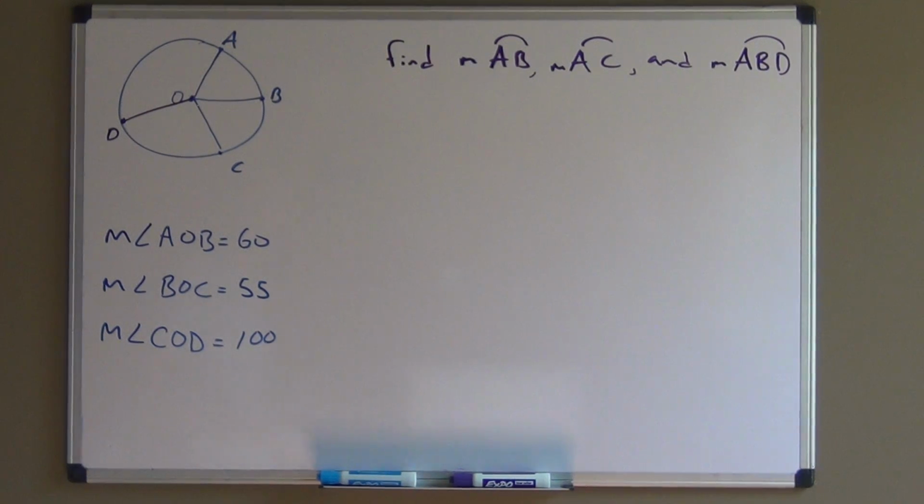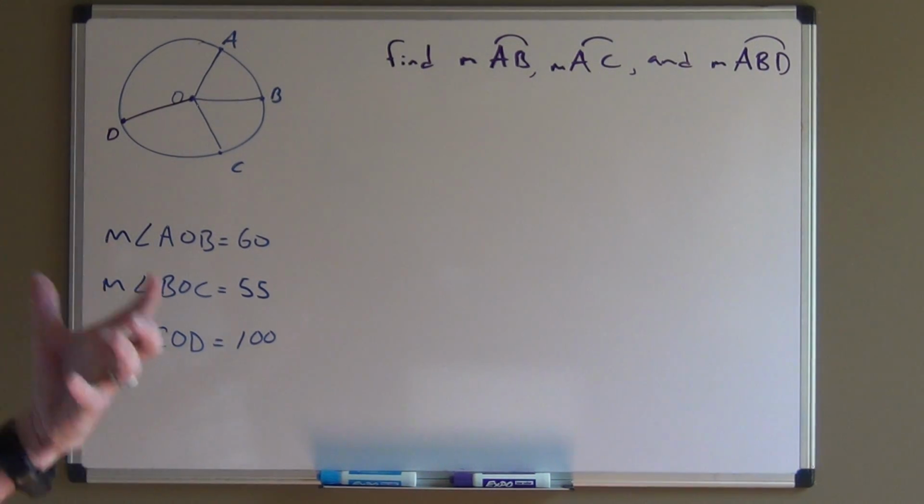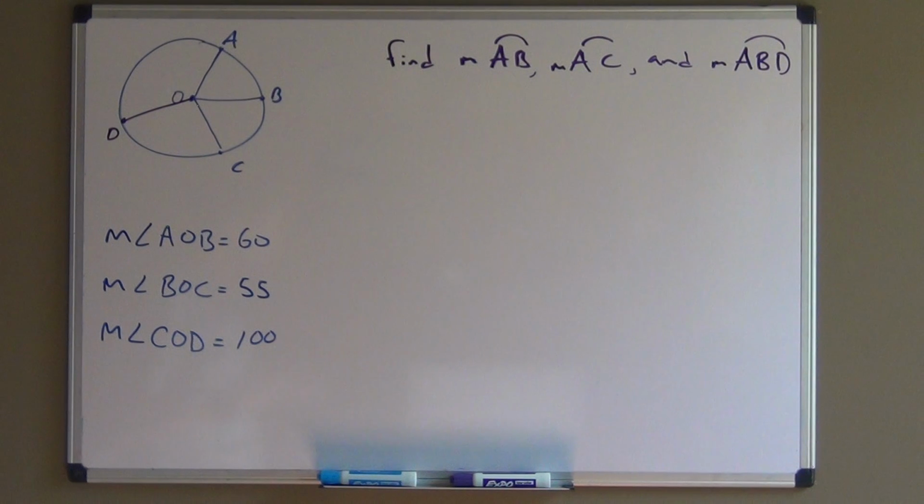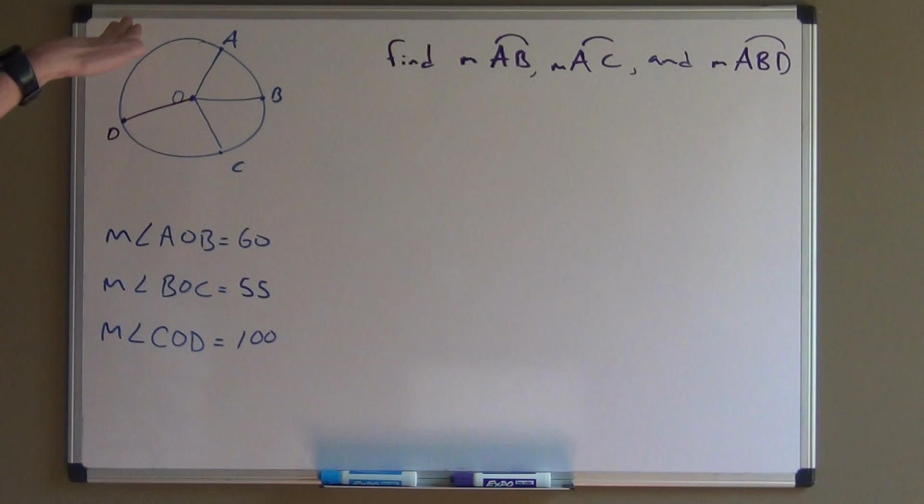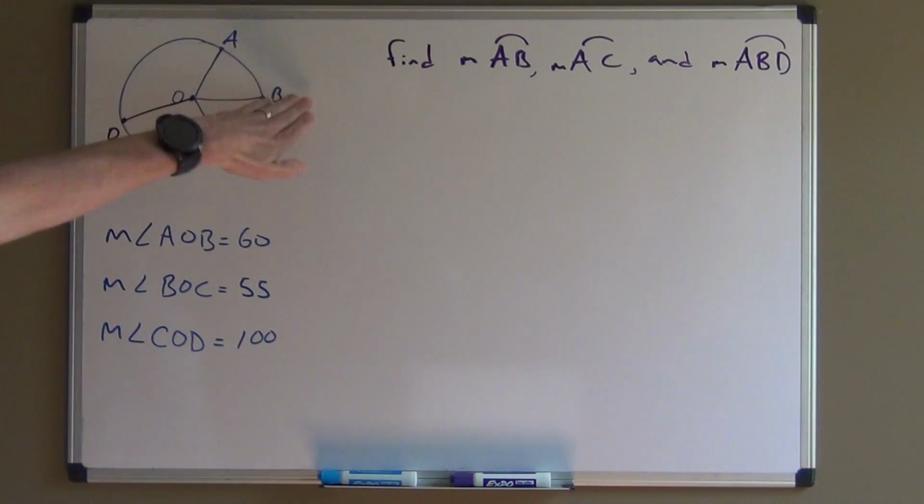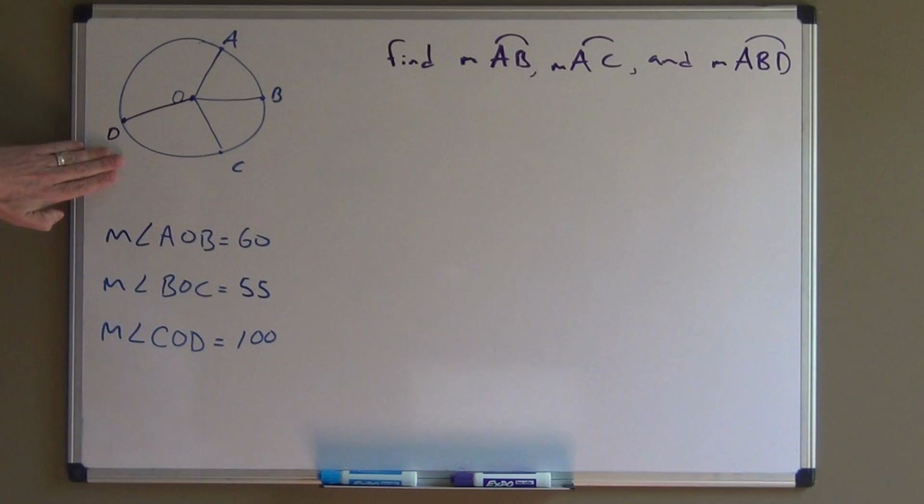Alright, in section 7.6 we're introduced to circles and some notation around circles, some vocabulary, etc. And so what I wanted to do is highlight here some of the parts and pieces of this circle. We have a circle with a center at O. On the circle are points A, B, C, and D.